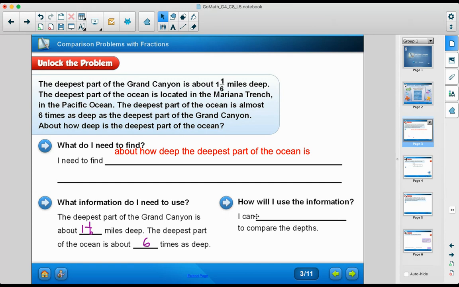How will I use the information? I can draw a diagram. Okay. Let's go to the next page.